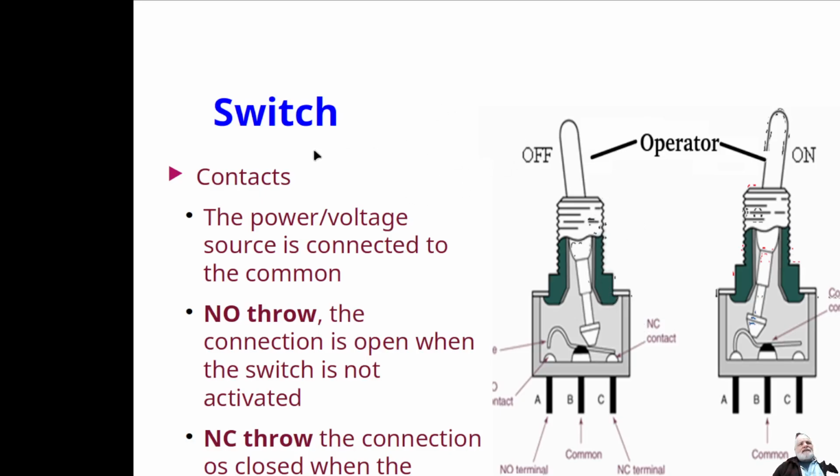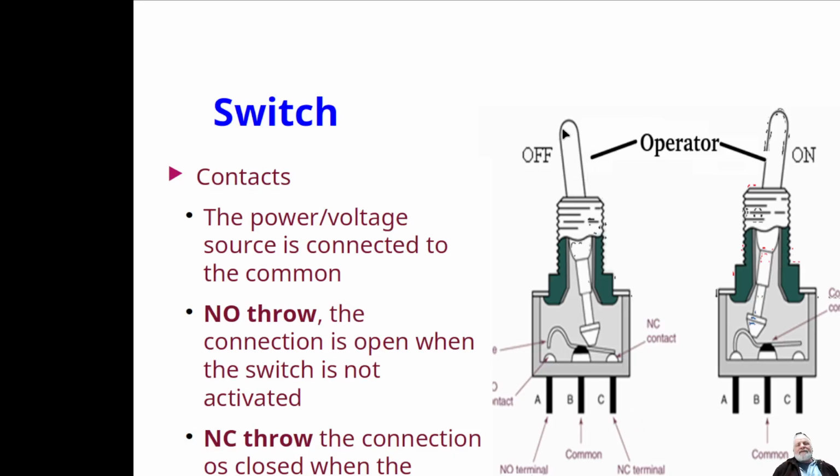Now, first, let's just take a look at a switch. With a switch here, we have what's referred to as an operator, and then it has a pole, and then it has what we call a normally open terminal or contact and a normally closed contact. Depending on the switches, you might have multiple poles and throws, or you might have just one of each, or in this case we have one pole but we have 2 throws. So the normally open and the normally closed are 2 throws.